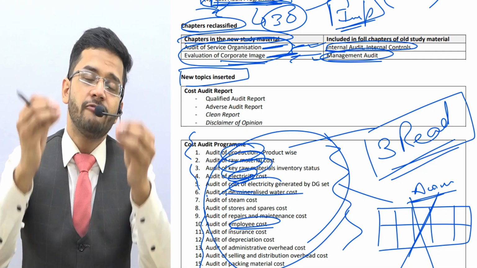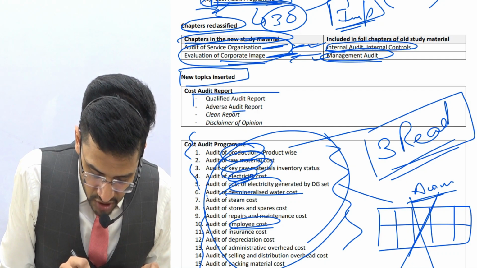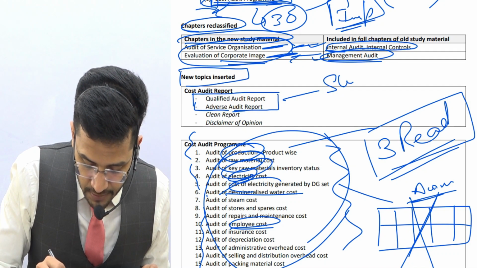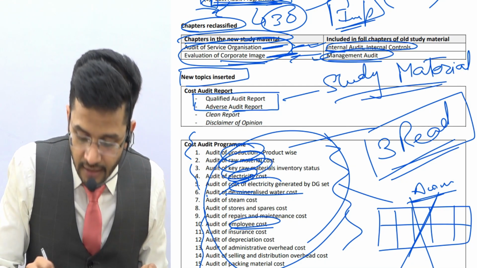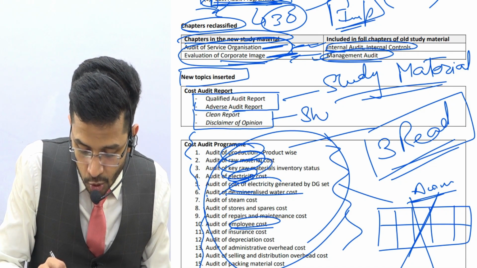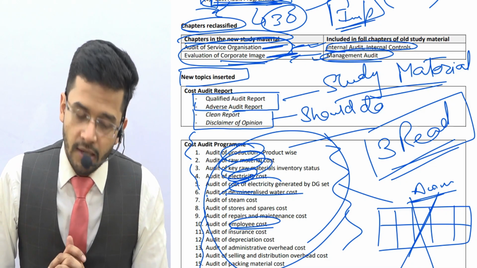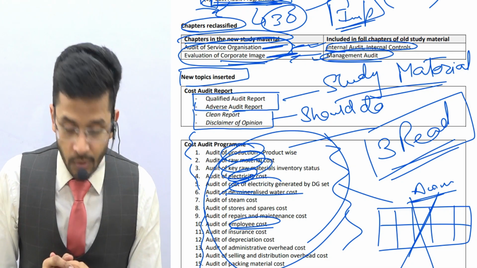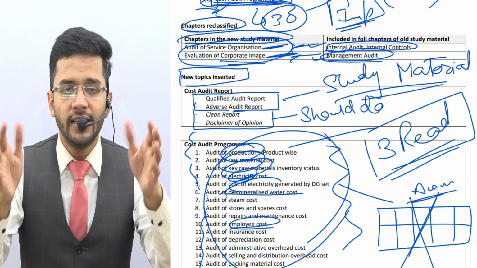What are the types of cost audit report? Now, in your study material, there are only two types of cost audit report which have been enumerated: qualified audit report and adverse audit report. So this has been introduced in your study material. But I definitely think that you should do the other two types of audit report as well. You should be aware of the other two types of cost audit report as well. So two reports have been introduced in your syllabus. One is qualified audit report and the other is adverse report.